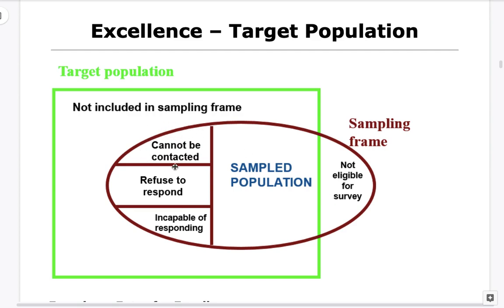We've then got a group of people who cannot be contacted, so I'll try ringing a number on my list and nobody answers the phone. I'll have people that refuse to respond, so they'll answer and I say, would you take a few minutes to answer some questions? And they would say no. So they're ones that refuse to respond. And then we've got those that are incapable of responding. So they might be people with some kind of disability, for example. If they're deaf, they would not be able to respond to a phone call.